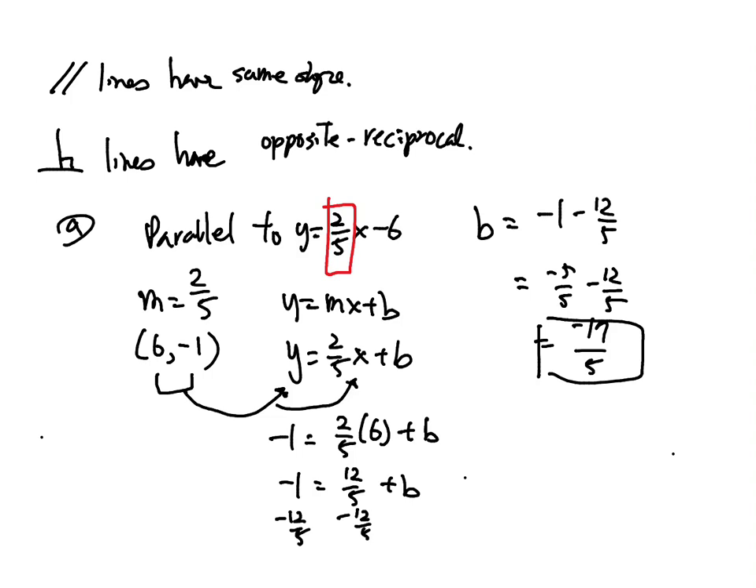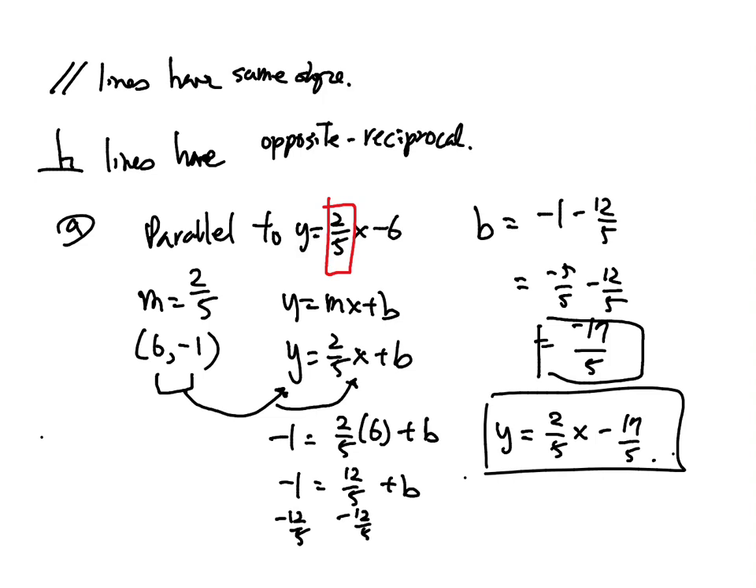Okay? So our answer is the line that is parallel to y equal 2/5 x minus 6 is going to be y equal, not negative, but a positive 2/5 x minus 17 over 5. Okay? Alright.